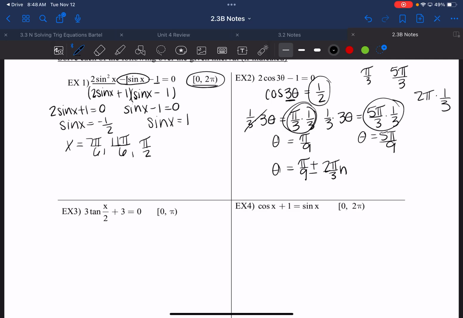Okay, and then for this other one, we would get 5 pi over 9, right? Plus or minus that same period, right?